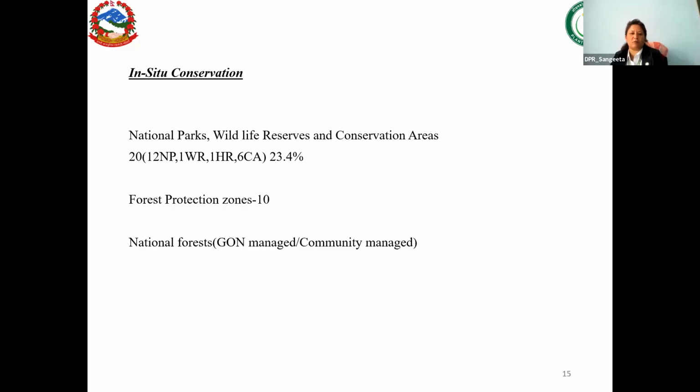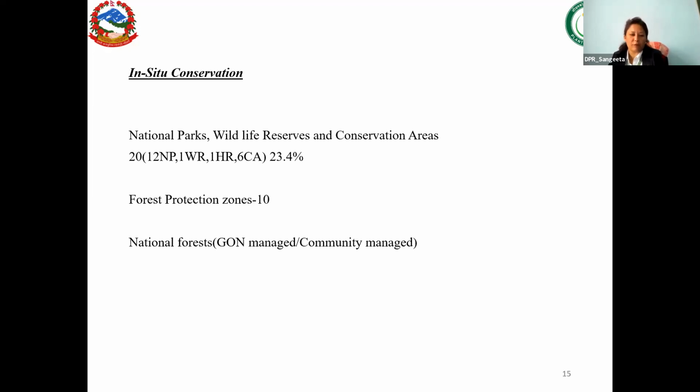So in situ conservation, I have already told you, means the conservation where the plant resources are conserved in their natural habitat. And for this in situ conservation, we have national parks, wildlife reserves, and conservation areas. The total number of national parks, wildlife reserves, and conservation areas is 20, where 12 are national parks, 1 wildlife reserve, 1 hunting reserve, and 6 conservation areas are already in our country, which occupy 23.4% of the total area of Nepal.